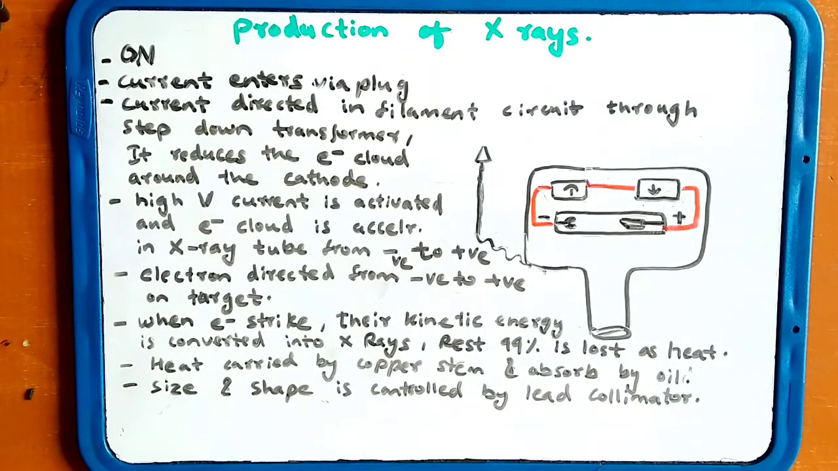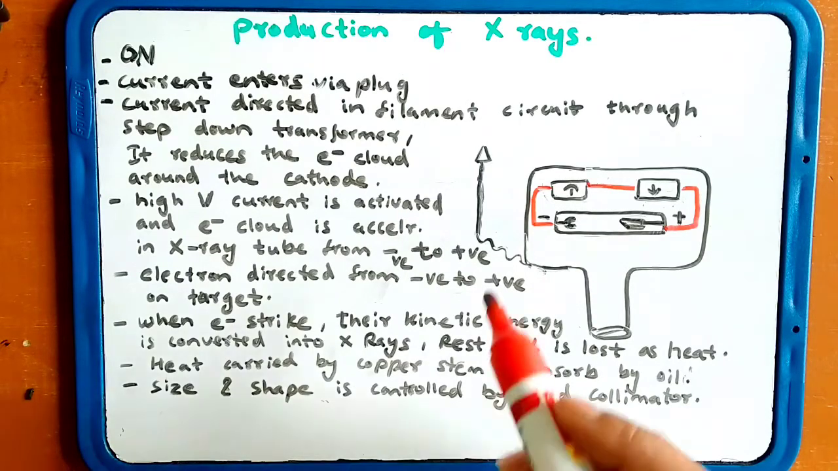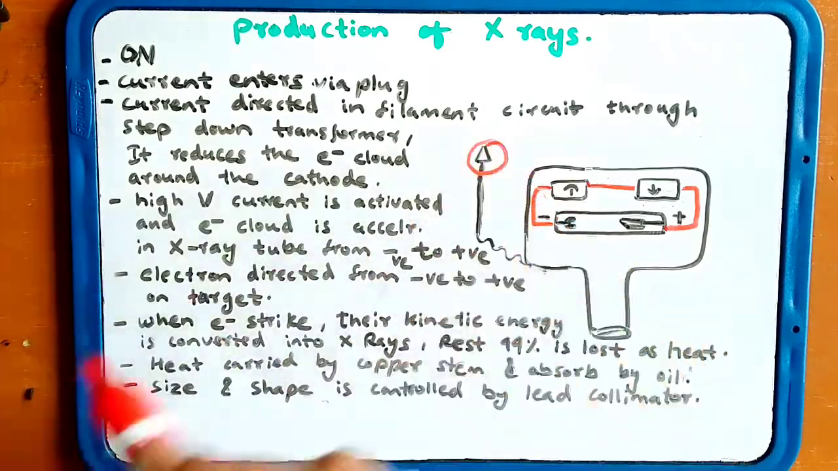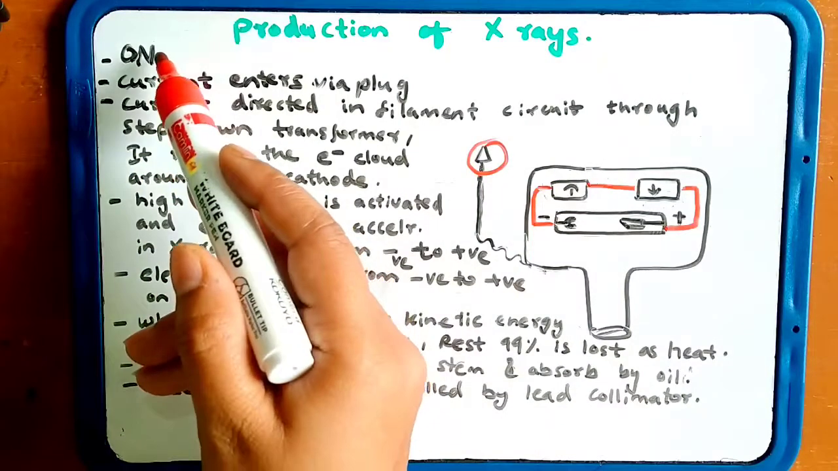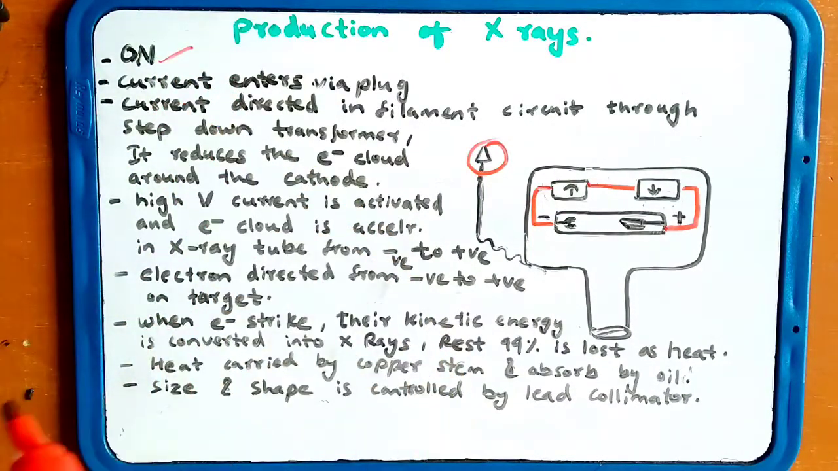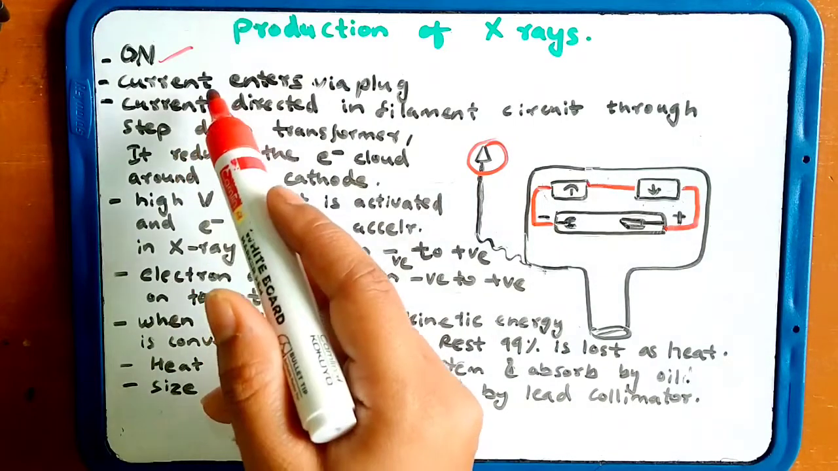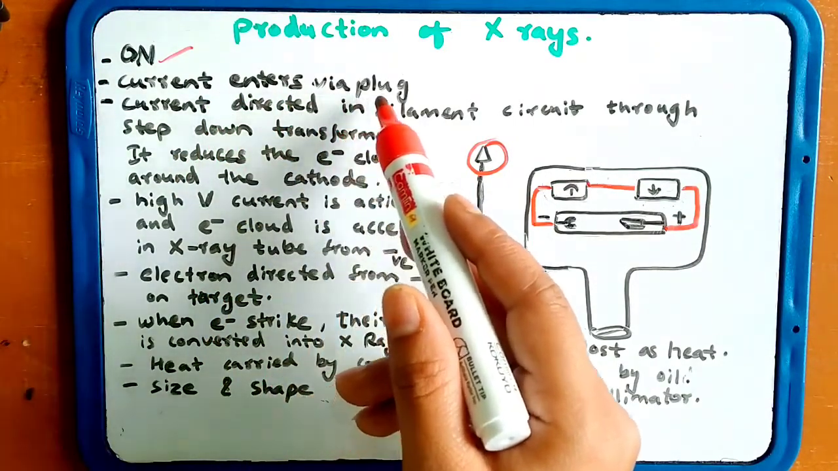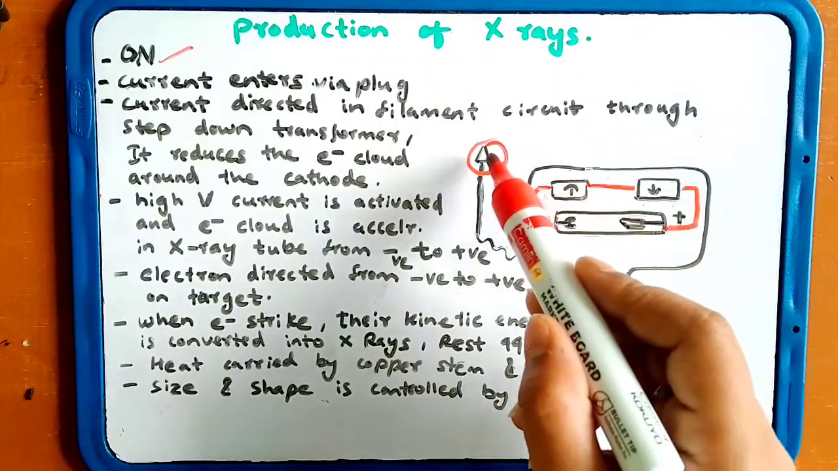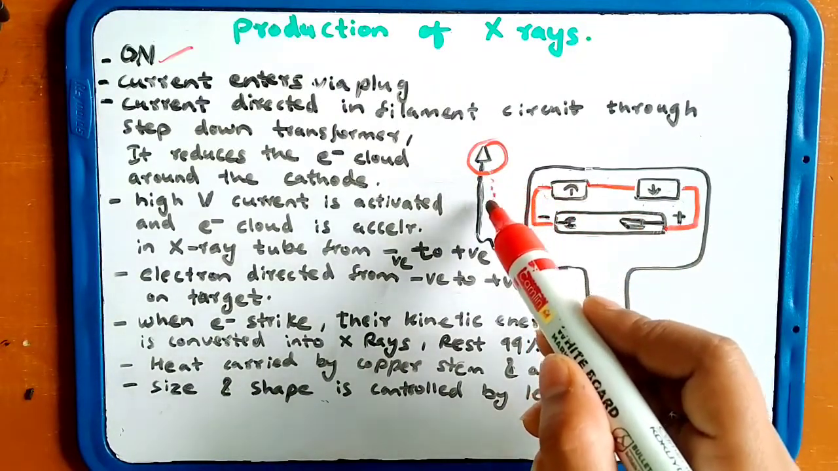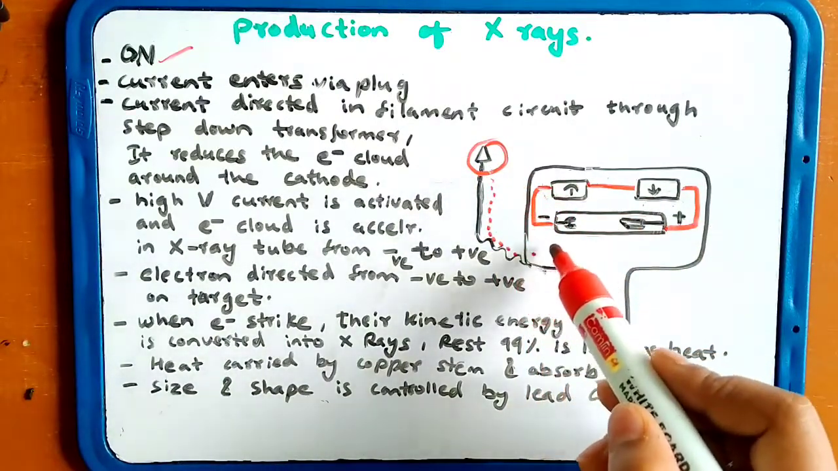Today the topic is production of X-rays, how the X-rays are produced in the tube head. So first, you are going to plug your machine in the electric socket and switch on the button. Now the current enters via the plug and it comes into the filament here.